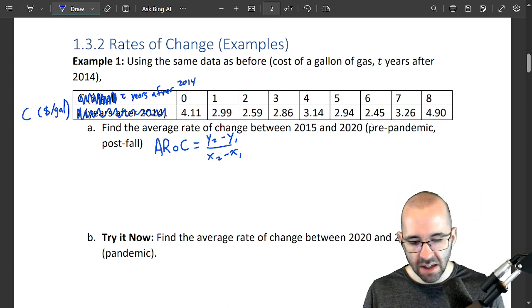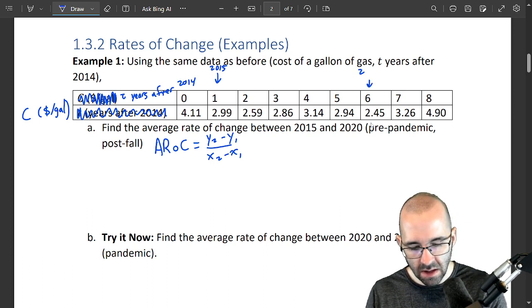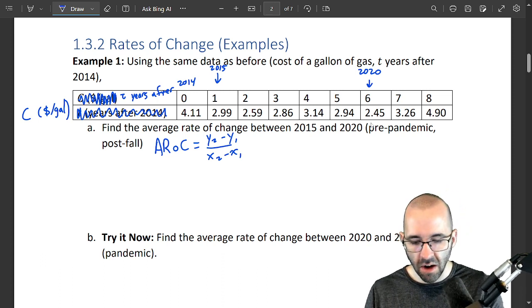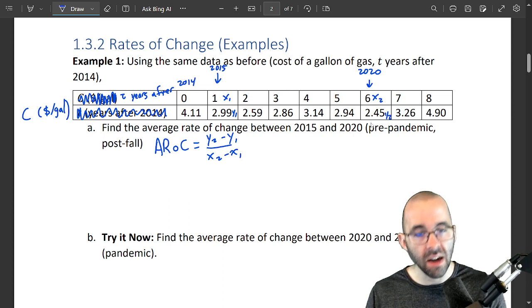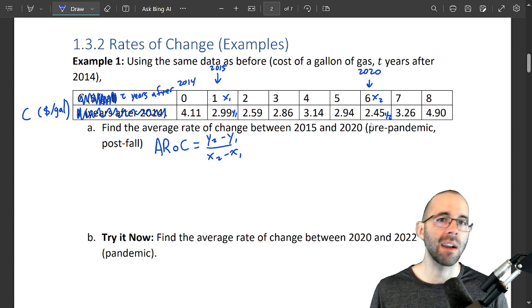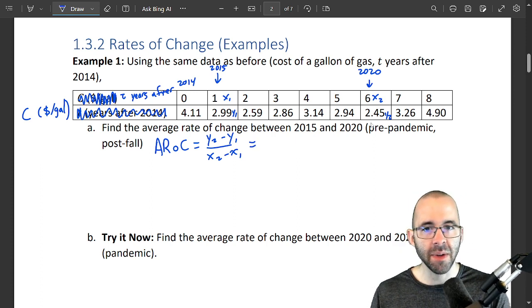And we're looking at 2015. That's going to be t equals 1, because t is how many years since 2014. And 2020 is going to be 6. That's 6 years since 2014. So this is our first x. This is our first y. This is our second x, and this is our second y. When we say y2 or y sub 2, that just means the second y. Y sub 1, the first y. Sometimes we'll say y1.